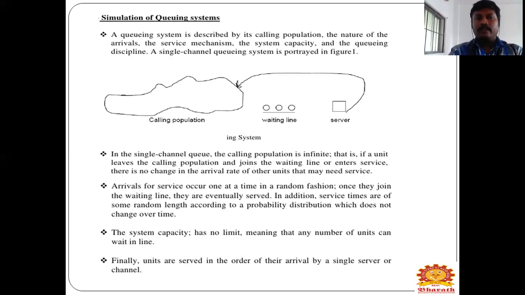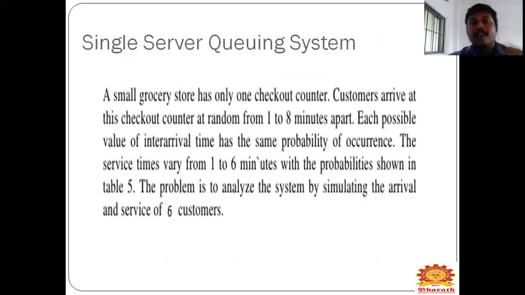In the example of a single server queue, you will have a single server, which you will describe in the next step. Here we have taken a single server queuing system. As one example, a small grocery store has only one checkout counter. That means it has only one server.